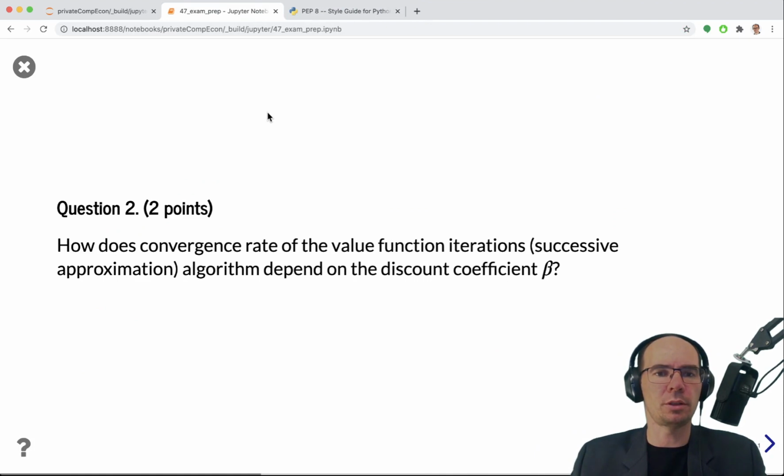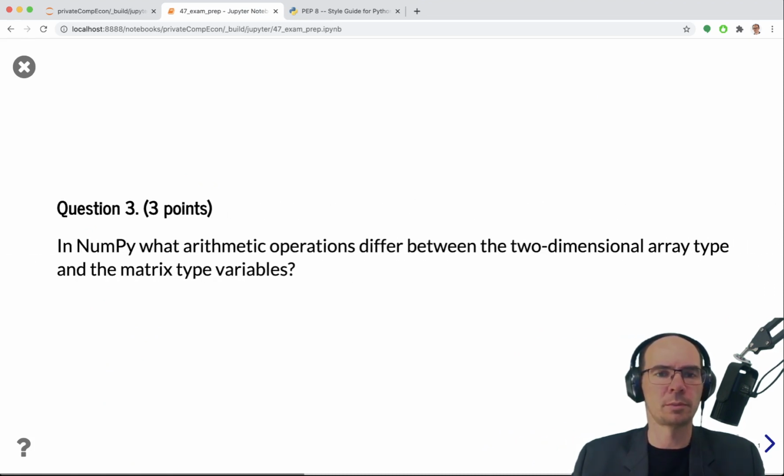All right, example question 2. How does the convergence rate of the value function iterations, the successive approximations algorithm, depend on the discount coefficient beta? Well, I've mentioned that at least a couple of dozen times during the lectures. And I'm sure you all remember that the closer beta is to 1, the slower is the rate of convergence. You have to express this idea somehow very fast in a few words.